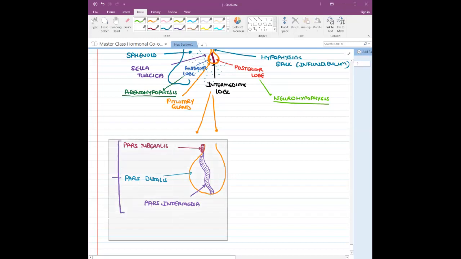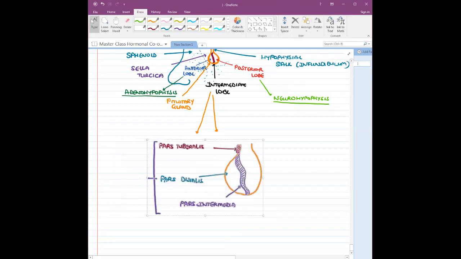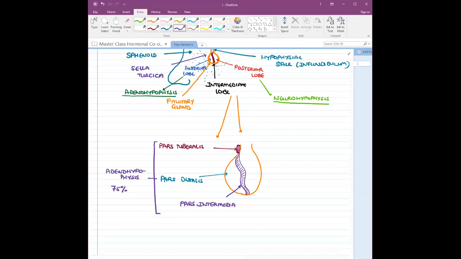Okay, but guys, when we talk about adenohypophysis, always remember, this is going to account for almost 75% of your entire pituitary. Okay, so this is nothing but your adenohypophysis. And this is going to account for 75% of your total pituitary gland. Okay, but now let's try to move to the other side.